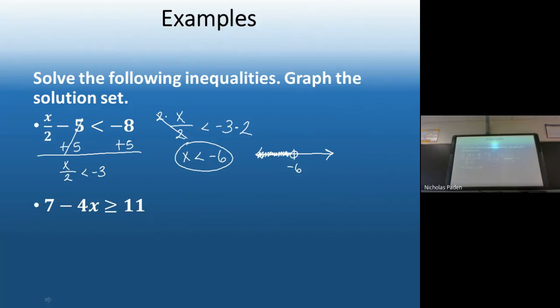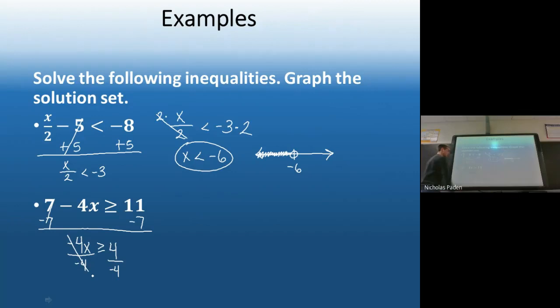That's 7 minus 4x is greater than or equal to 11. So I want to get rid of this 7 first. It's a positive 7. To get rid of a positive 7, I would subtract 7 on both sides. Okay, so that's going to leave me with minus 4x is greater than or equal to 11 minus 7, which would be 4. To get rid of that -4, I need to divide both sides by -4 because this is -4 times x.